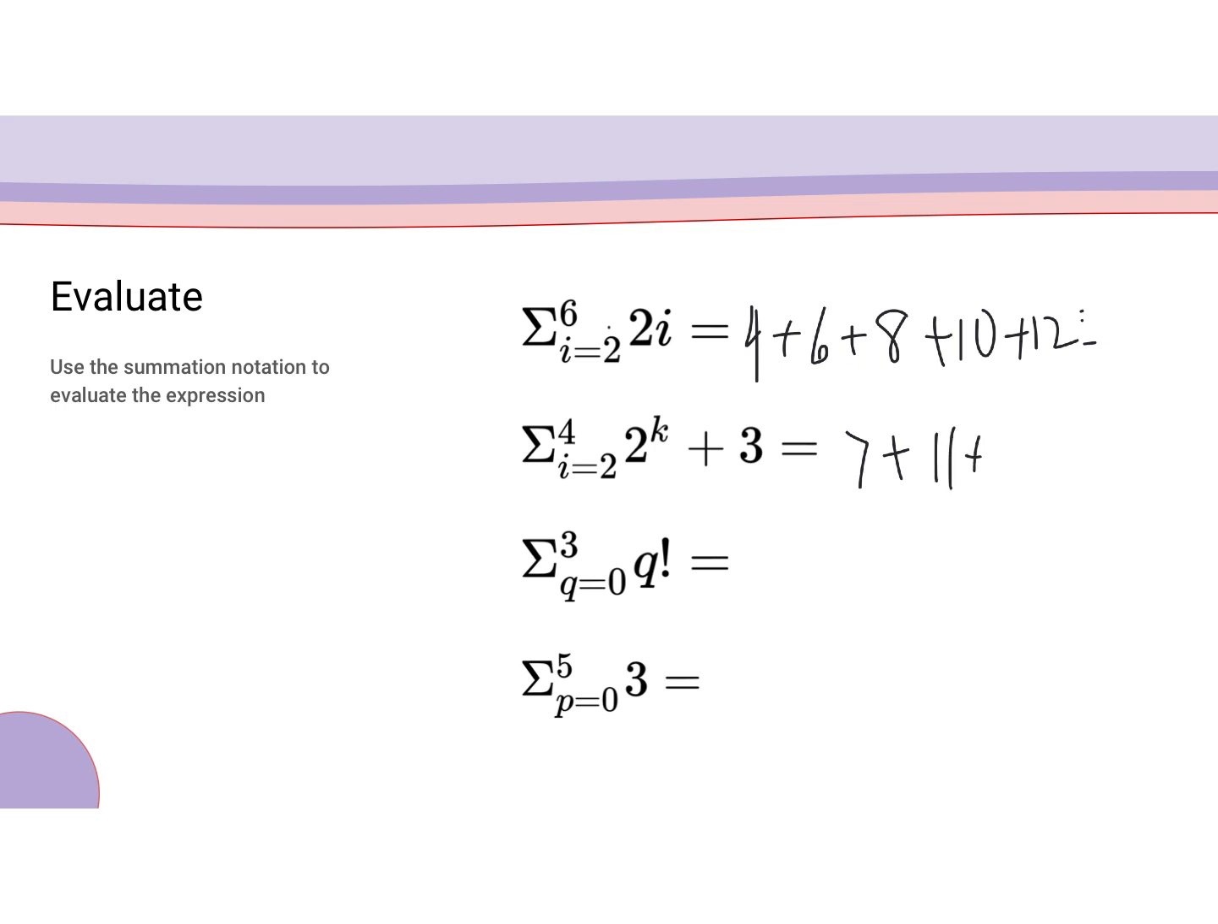And then 2 to the fourth is 16 plus 3 is 19. Again, I'll let you add that. But I hope it makes sense where these numbers are coming from. I'm just basically plugging in a value for i. Actually, that should be k because it's k in the equation.